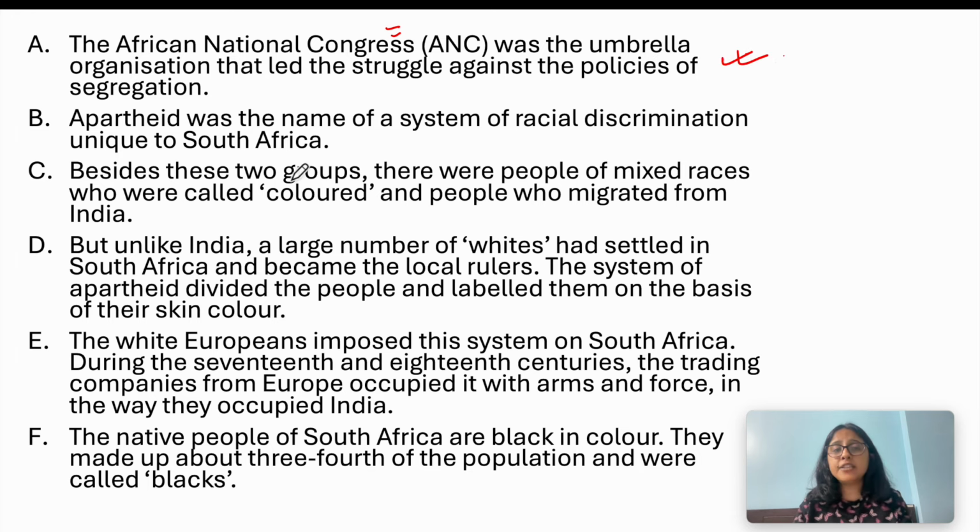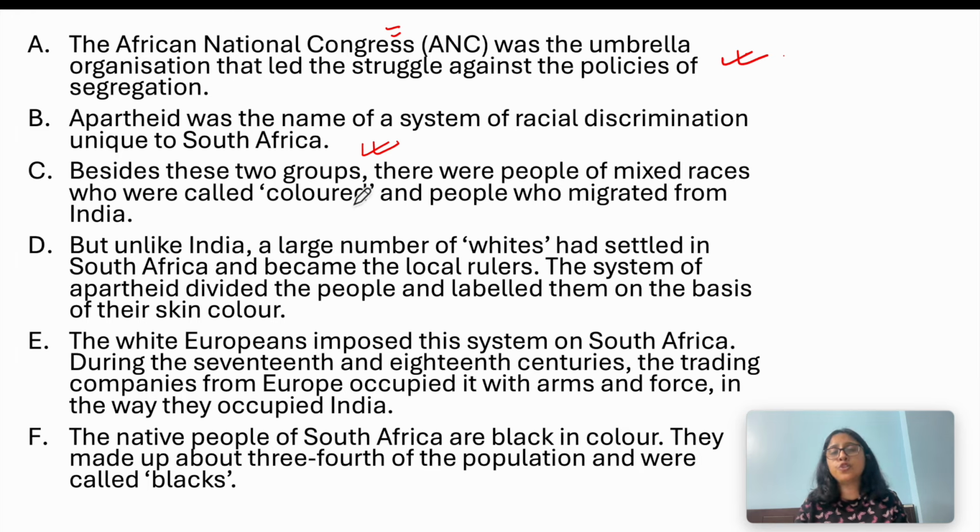Next. Apartheid was the name of a system of racial discrimination unique to South Africa. Now, apartheid was what? It was racial discrimination, discriminating people on the basis of race. And this system was unique to South Africa, means it was prevalent only in South Africa. Okay. So again, this is an independent sentence.